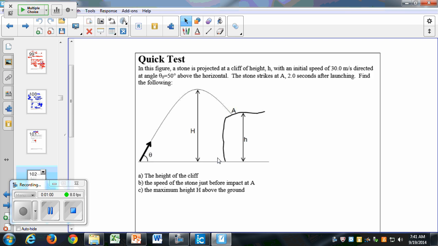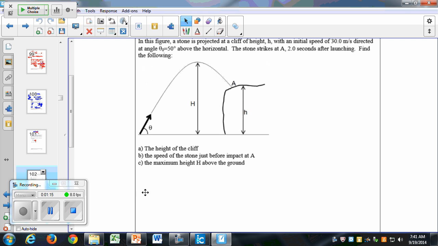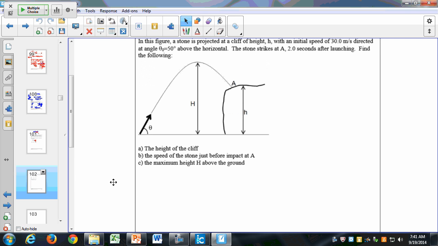No, I think that'll work out okay. Let's go ahead and try it. Should be a pretty easy problem because you have the time. Okay, if you don't have the time, it becomes a lot more complicated. But I want to know the height of the cliff, the speed of the stone at impact, and then the maximum height above the ground.